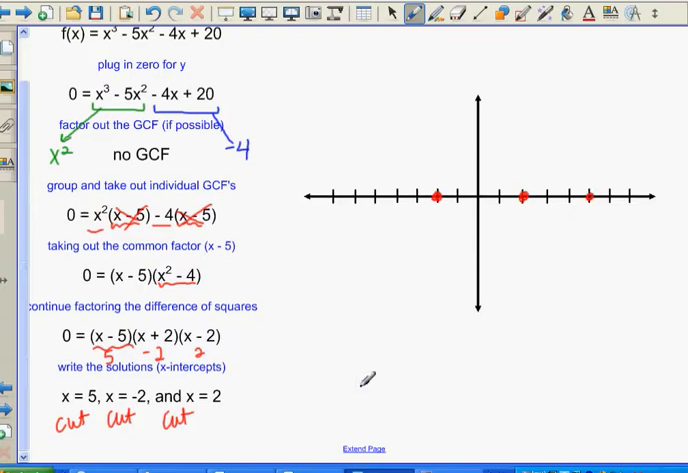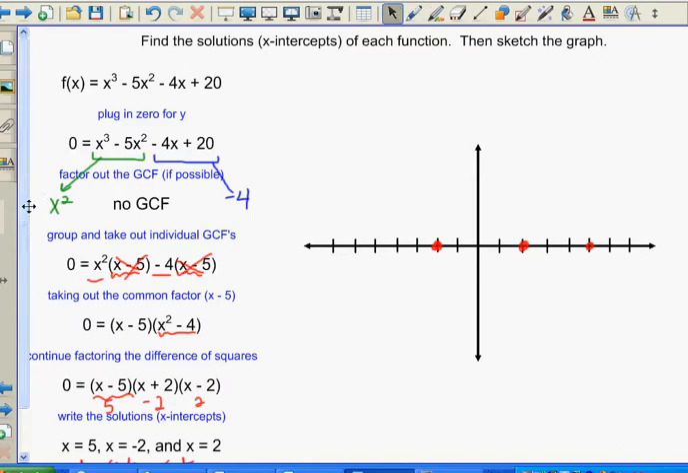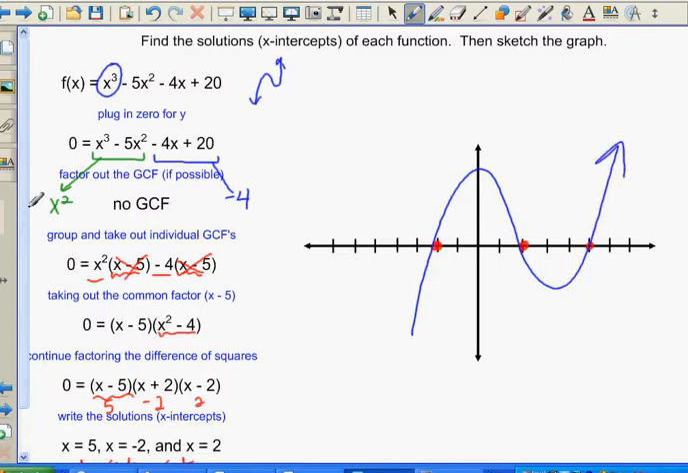I forgot to do my original sketch. Let's look back at the original problem. So the original problem has an odd exponent with a positive coefficient. So we will have something like this, right? Start low, end high, so that it's a positive in the front. Okay, so start low, end high, and at each of our intercepts we're cutting straight across. So across, across, across. So something like this would be our graph.